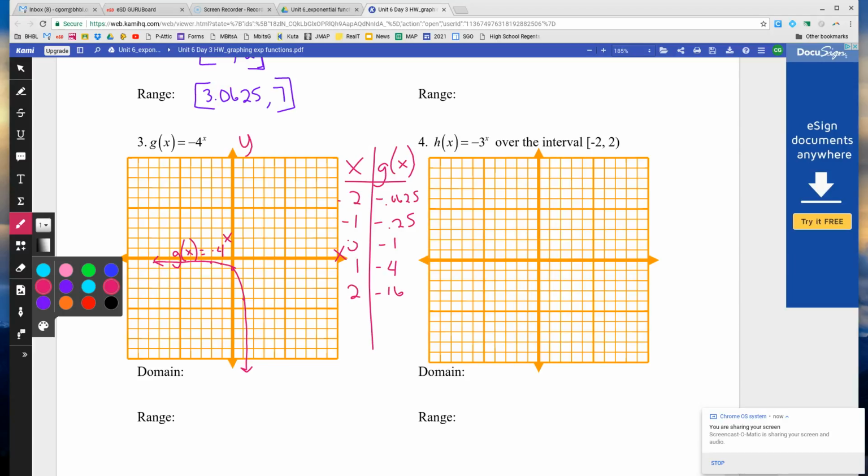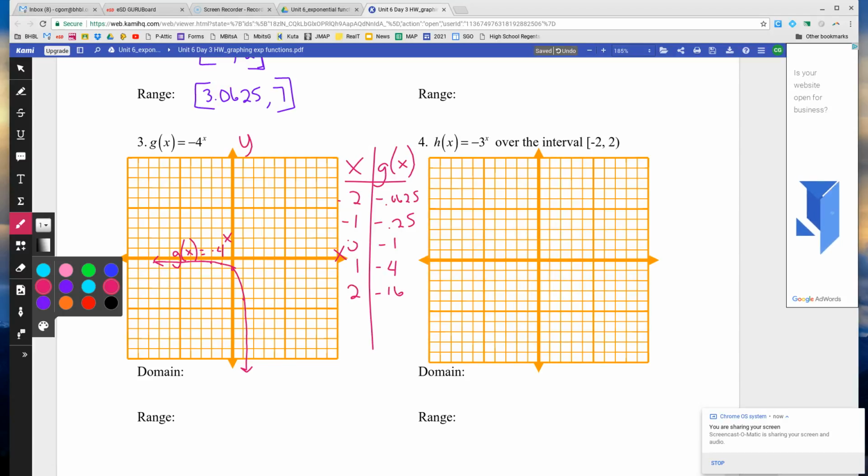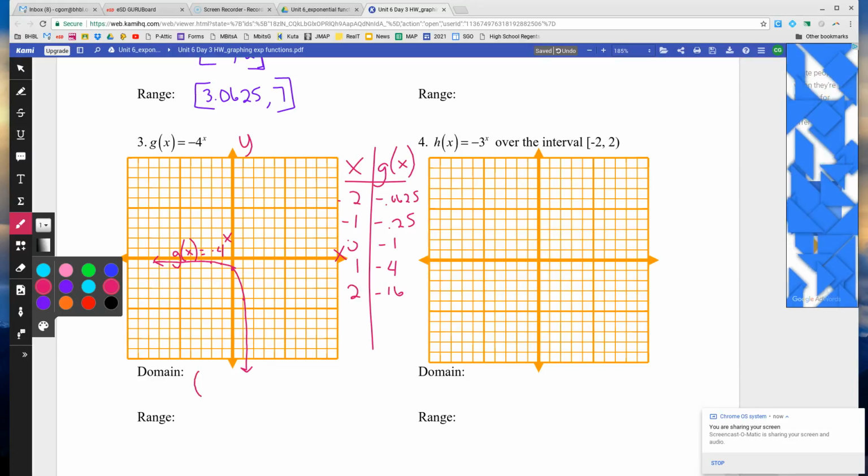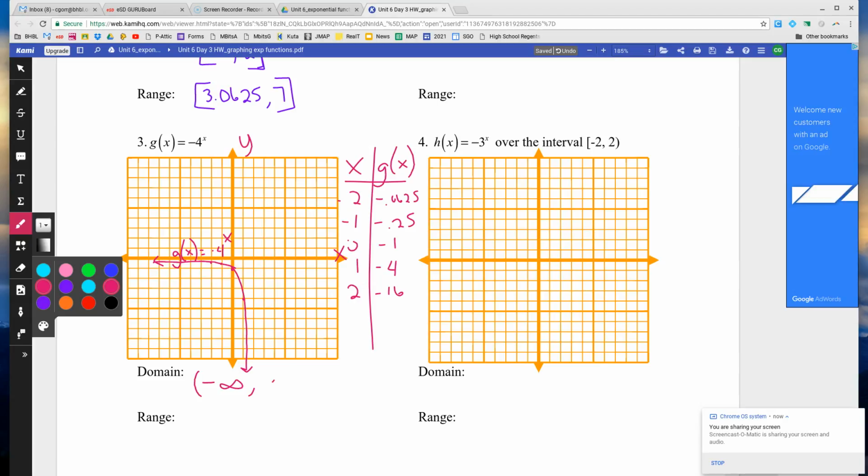So my domain here had no restrictions on it. There are no holds on those x values, no holes, no gaps. So my domain for this is -infinity to infinity, and I always put parentheses around my infinities. Now my range. I'm going bottom to top. I'm looking at the bottom here, and I'm seeing that this is going to go on forever and ever and ever. So my lowest value, -infinity.